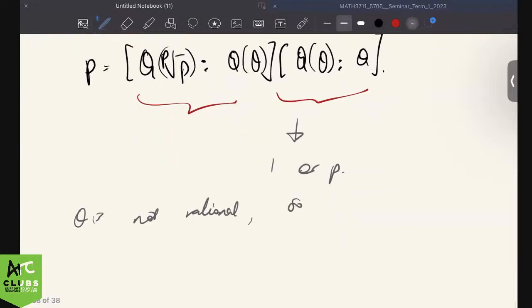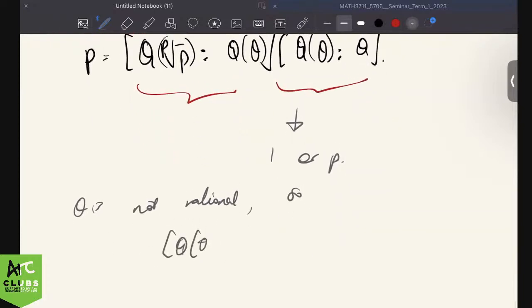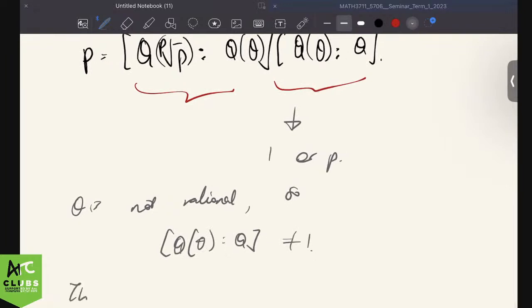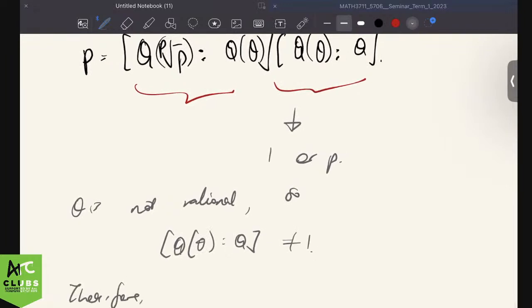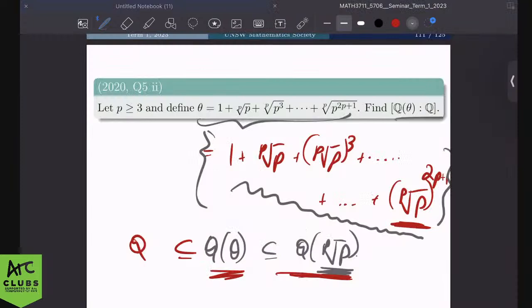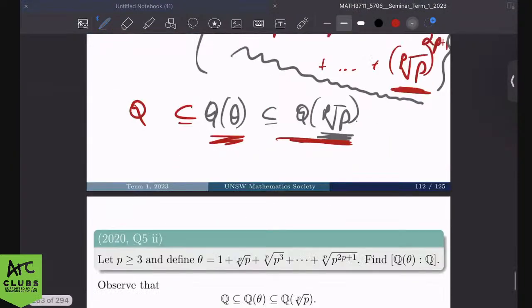So that means that this is not equal to 0. Sorry, it's not equal to 1. Therefore, it must be equal to p. And so yeah, we've shown what we need to show. Right, sweet.